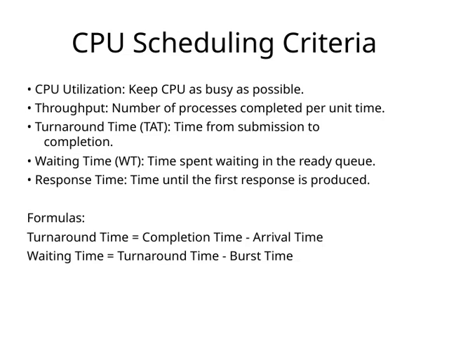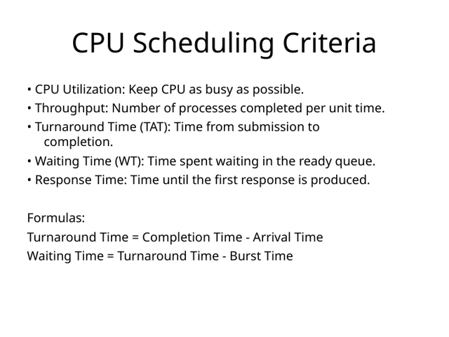Let's take a closer look at CPU scheduling criteria, which are essential for evaluating how well a scheduling algorithm performs. First, we have CPU utilization, which aims to keep the CPU as busy as possible, minimizing idle time and ensuring efficient use of resources. Next is throughput, the number of processes completed per unit time. Higher throughput means the system is processing more jobs in less time.